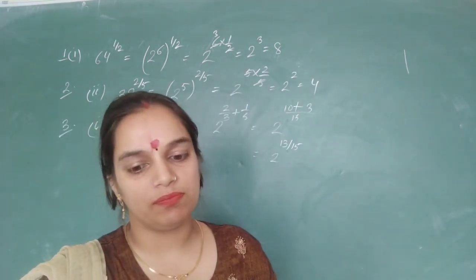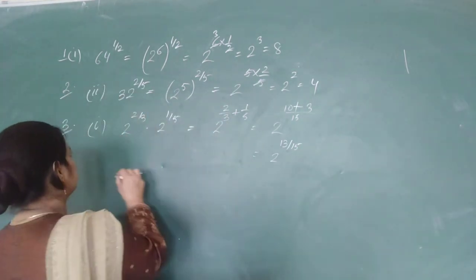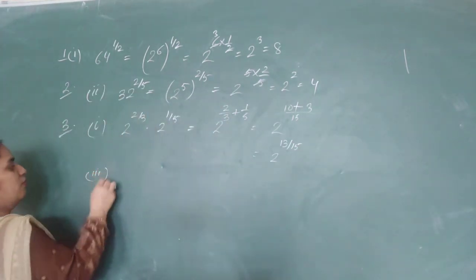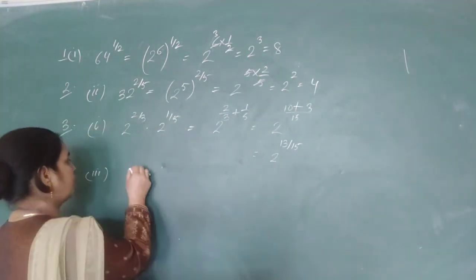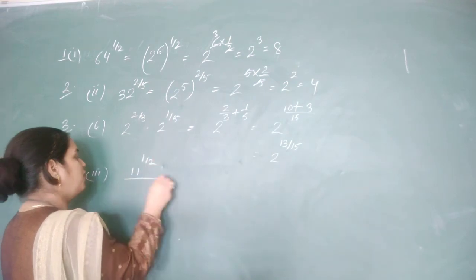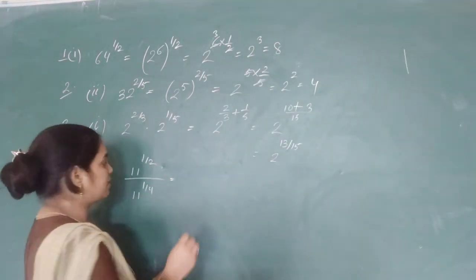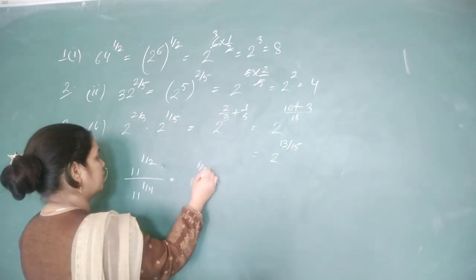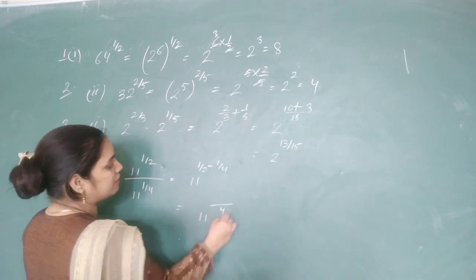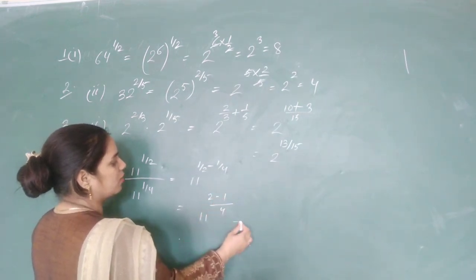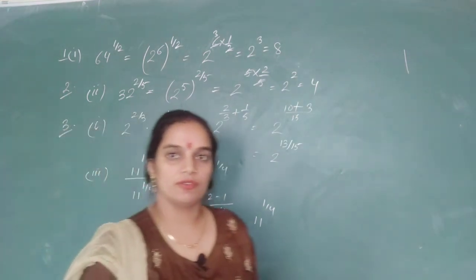The last part of this question is part 3, in which we have 11 raised to the power 1 by 2 divided by 11 raised to the power 1 by 4. In this question, we will subtract the powers by taking LCM. LCM will be 4. So our result will be 11 raised to the power 1 by 4.